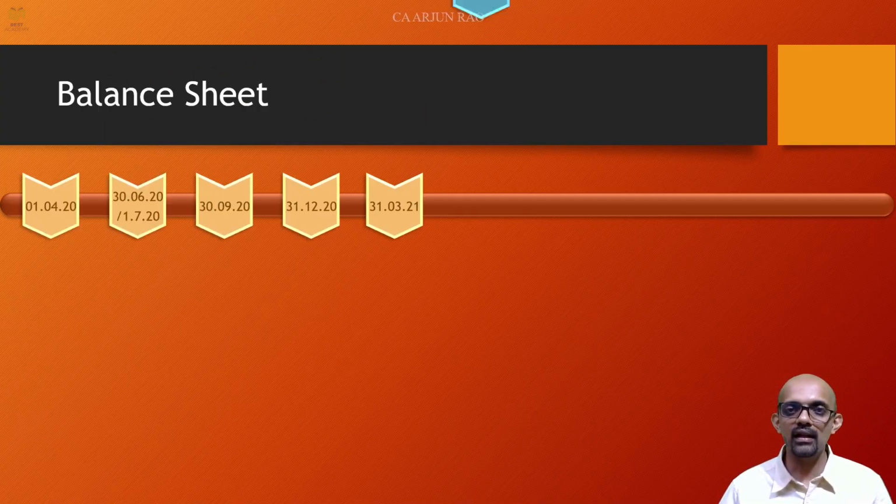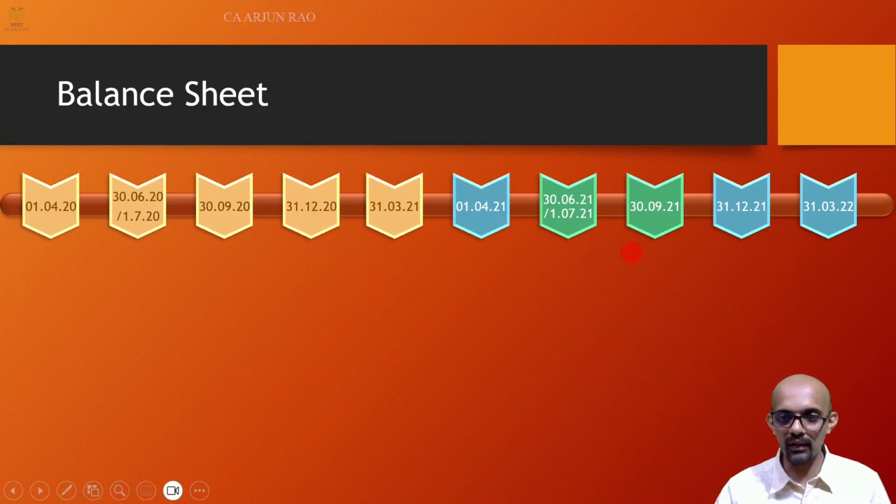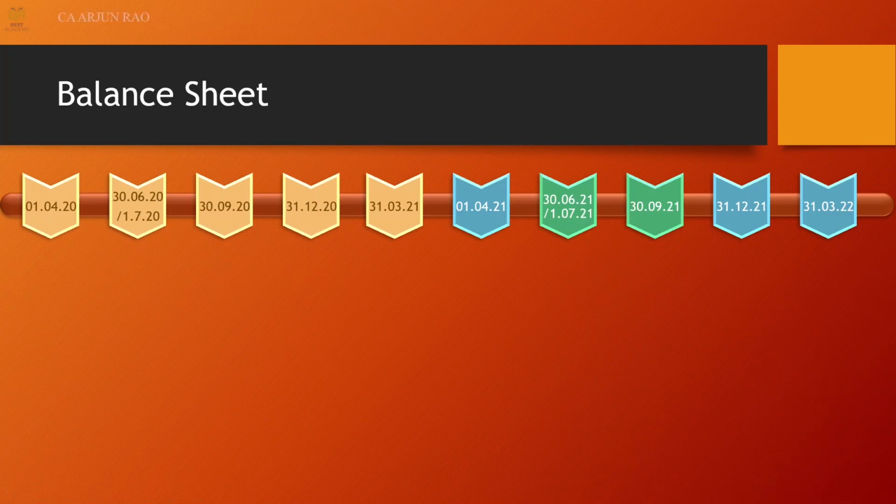So let's take the years 2020 and 2021. Let's say you are preparing interim financial statements for the quarter 1/7/21 to 30/9/21, that is, for the second quarter. Then the balance sheet will be for the period ending 30/9/21 and the period ending 31/3/21, right?